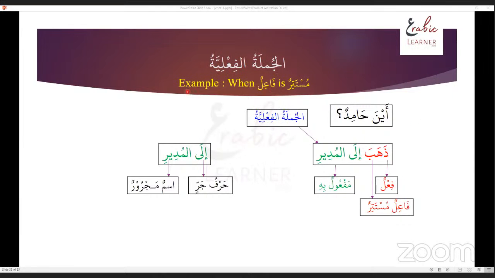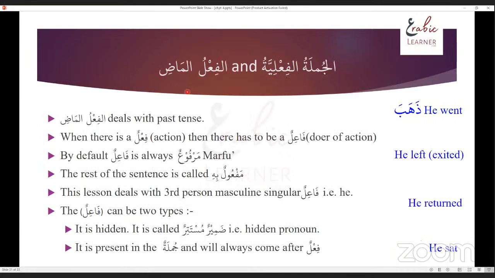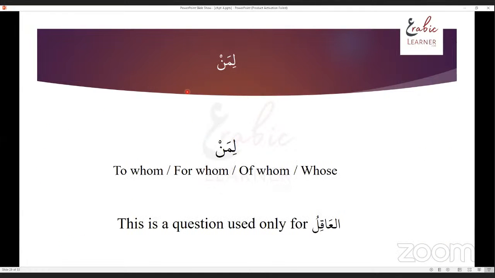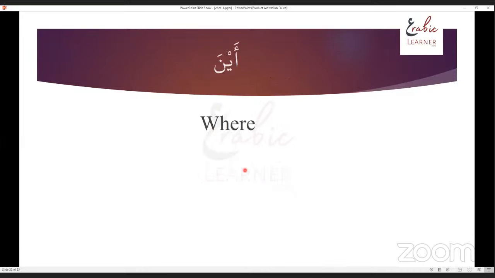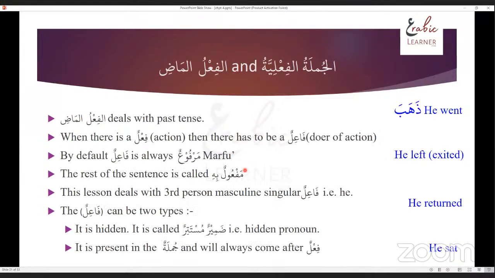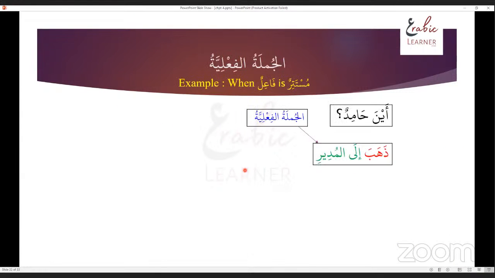Okay, so let me go back to the slide. If there was confusion for others also, I want to show you. Ayna or Liman, these are not harfu jar. These are used when questions are asked. Ayna means where. It's used for questioning. Remember this.